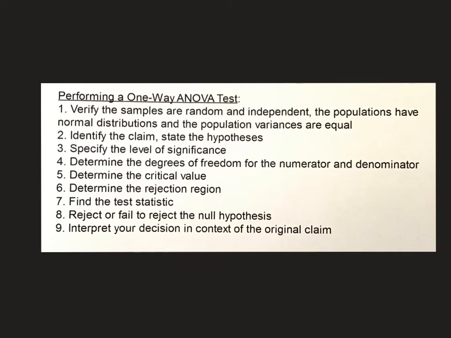Your steps for performing a one-way ANOVA test: you're going to verify the samples are random and independent, the populations have a normal distribution, and the population variances are equal. You're going to identify the claim and state your hypotheses. Make sure you know your level of significance. Find your degrees of freedom for the numerator and denominator. Find your critical value, rejection region, test statistic, reject or fail to reject, and interpret in context of the original claim. So, in other words, exactly the same that we've done this chapter, in chapter 8, and in chapter 7.